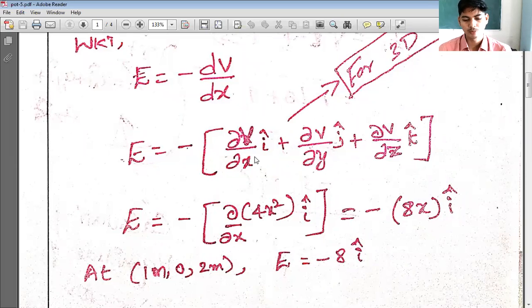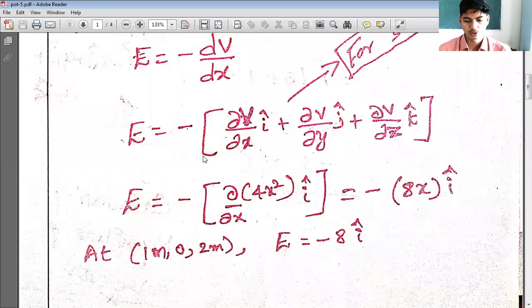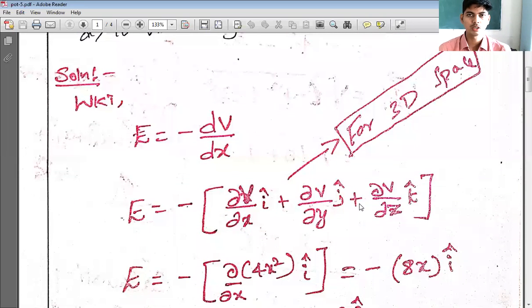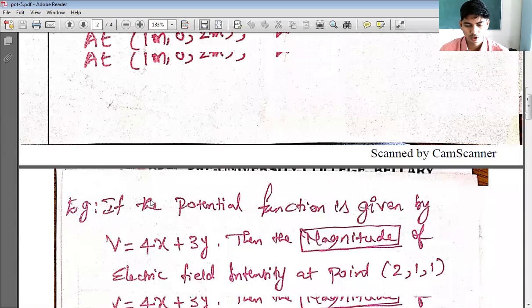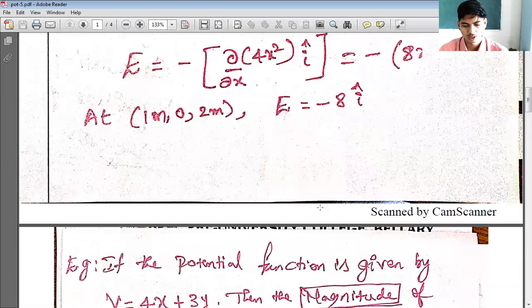Minus into ∂V/∂x into i cap will be minus ∂V/∂x into i cap. Minus into plus will be minus ∂V/∂y into j cap. Minus into plus again minus ∂V/∂z into k cap. This equation is to be used when position coordinates given are x, y, and z. Right? So we have solved this problem in the last class.